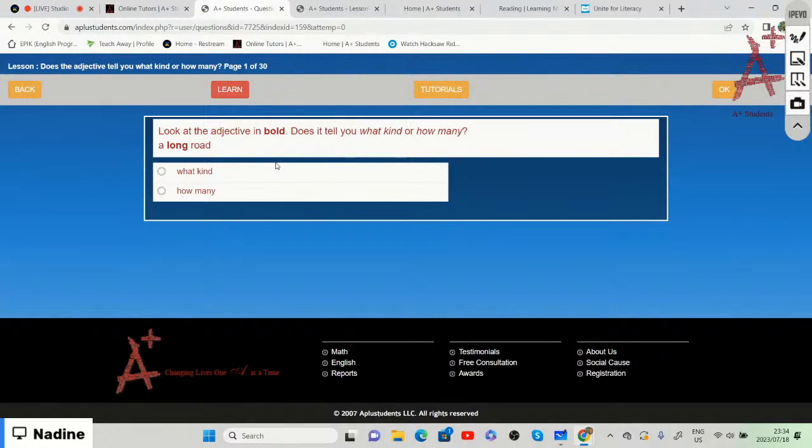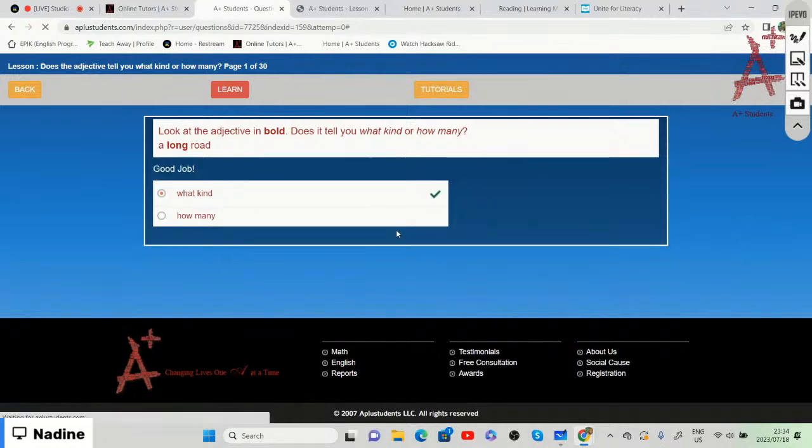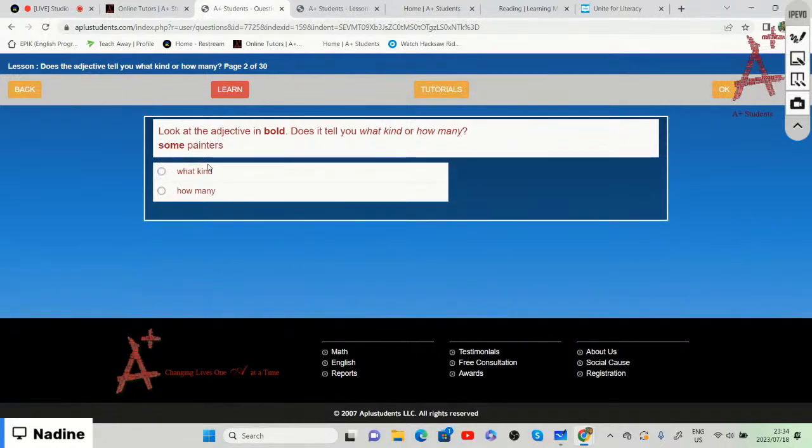All right, so the word long, right? The long road tells us what kind of road. It is a long road. Some painters. So the word some painters, right? Does it tell us what kind of painters or how many painters? Some painters. Does it tell us what kind of painters or does it tell us how many painters?